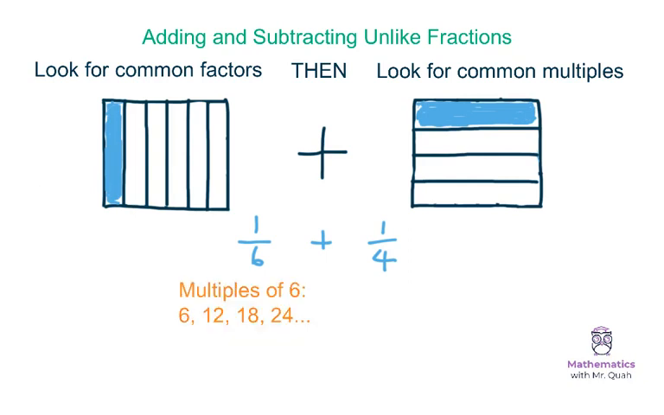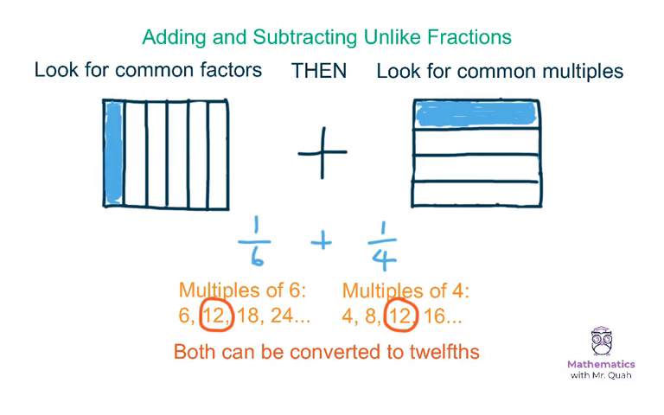Now the multiples of 6 are 6, 12, 18, 24, and so on. And the multiples of 4 are 4, 8, 12, 16, and so on. So we could skip count on and on for both of these. And which is the lowest one we can find that they have in common? And of course we can see there it is 12. So this tells us that we can convert sixths into twelfths, and we can also convert quarters into twelfths. So both can be converted into the same fraction type as each other.